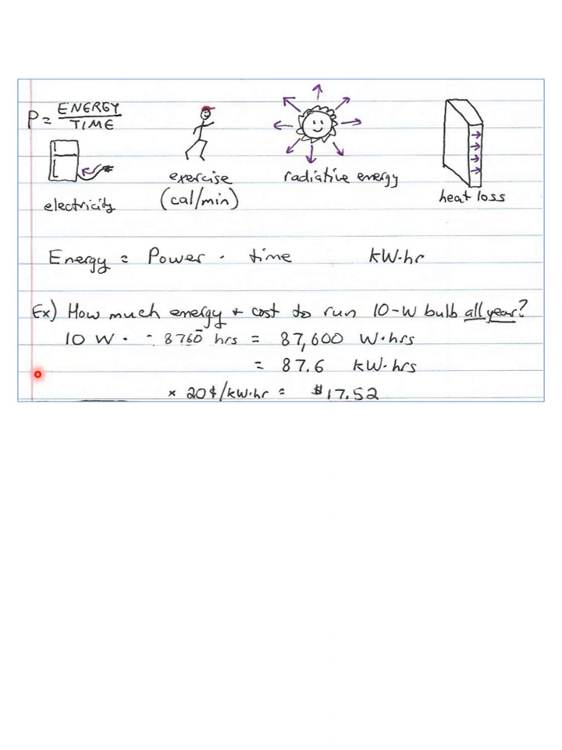So energy is the 10 watts times, let's get this in watt hours because the power company charges us per kilowatt hour. So 10 watts times, there are 8760 hours in a year, and we get 87,600 watt hours. Divide that by 1,000, we get 87.6 kilowatt hours. Now, the power company, if they charge 20 cents per kilowatt hour, will multiply that by 20 cents, and we get a total cost to run that light bulb all year long of $17.52.